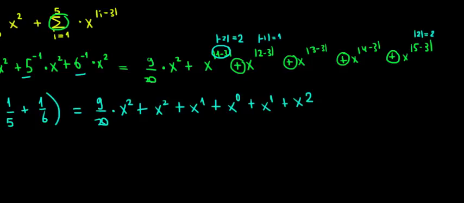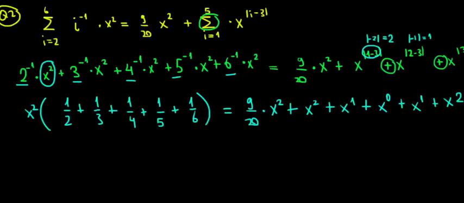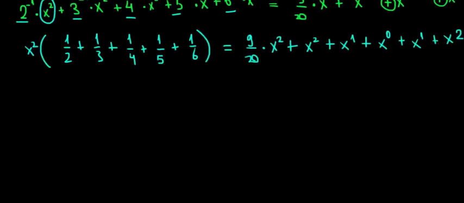Let's keep going. What do we have here? We have a summation of fractions. How do we add fractions with different denominators? We want the common denominator. What's common between 2 and 3 and 4 and 5 and 6? Well, 60. 60 is a multiple of all of them. How can we make 2 into 60? We can multiply this by 30.